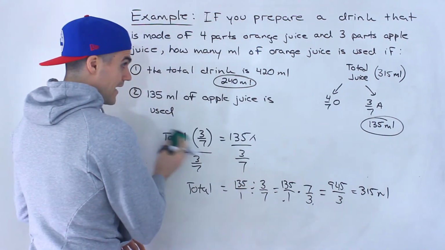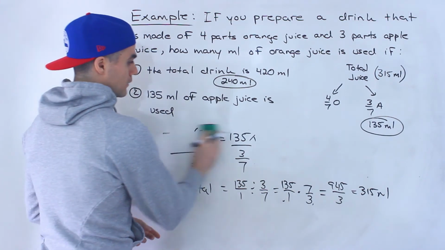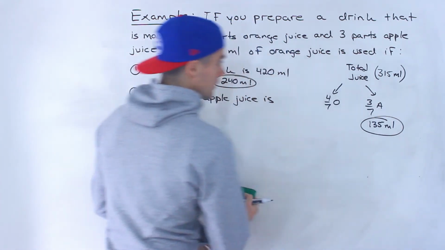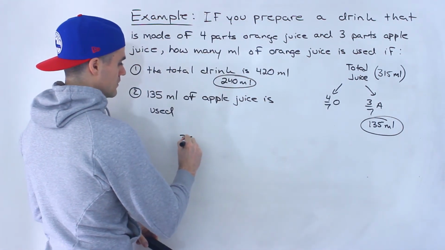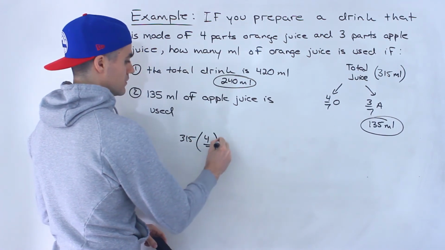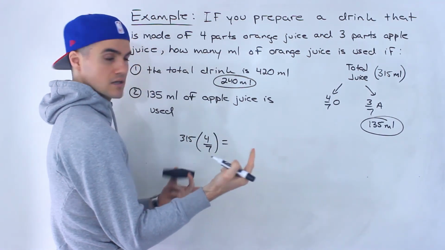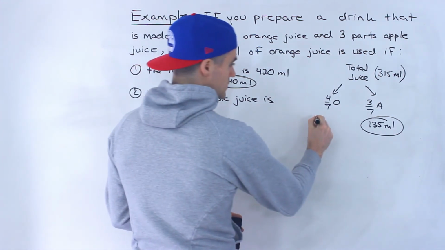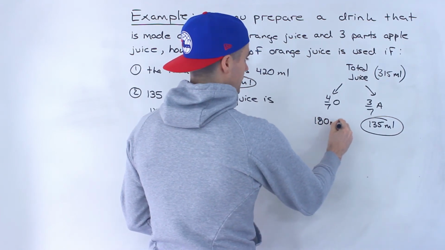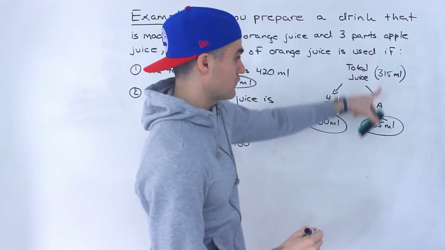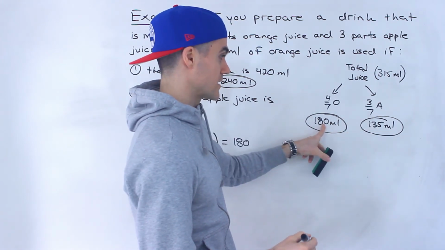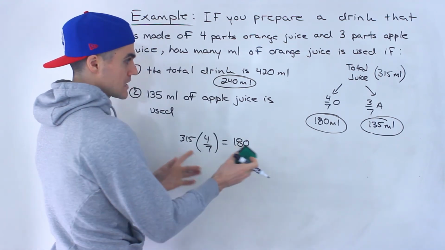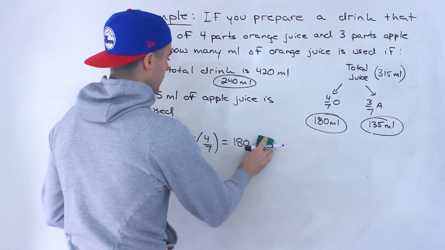So then to get the total amount of orange juice, that's really easy. It just becomes like the other question. We would just take the 315, the total amount, and multiply by 4/7. Which would give us the total amount of orange juice, and that would be 180. We could have also got this 180 by taking 315 and subtracting 135. The rest has to be orange juice, so we can get 180 like that as well. So either way works. What's nice about this kind of question is there's multiple ways to check your answer.